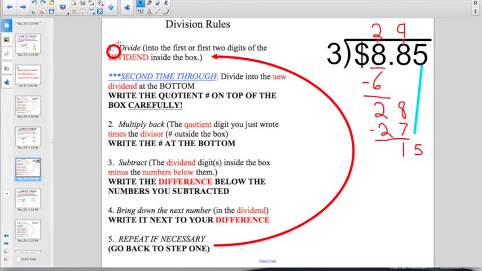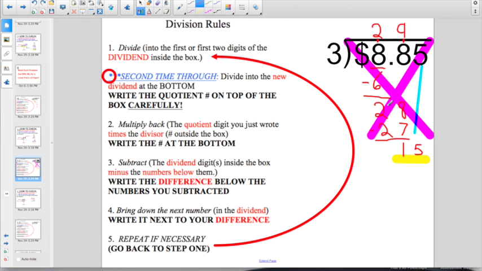All right, on to step number 5, which just says repeat if necessary. Going all the way back up to step 1, I'm back to dividing, dividing into the new dividend at the bottom. My new dividend at the bottom is 15, right? I don't have to worry about any of this stuff. All I'm looking at is 15 divided by 3. So what is 15 divided by 3? 3 times what gets me close to 15? Well, it's not even getting me close, it's getting me exact, right? 3 times 5. 5 will be the last quotient digit that you are going to write nice, neat, and straight on top of that 5.